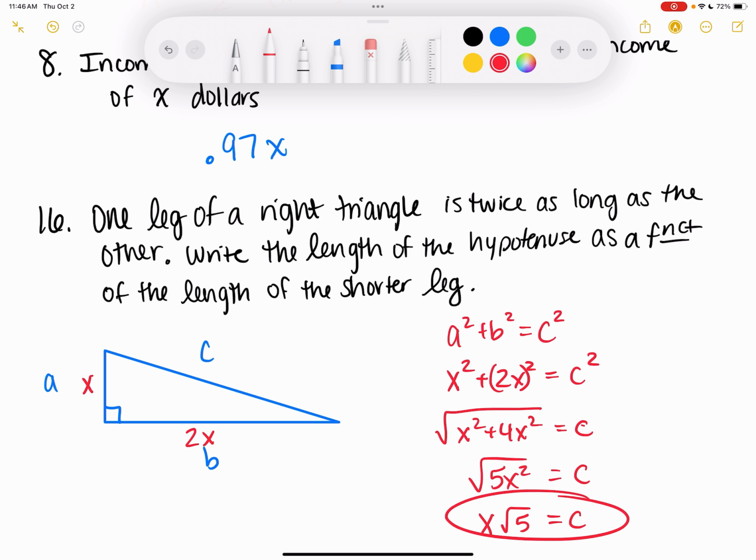Now, they may use a different letter aside from X. That doesn't really matter. I think they used A.